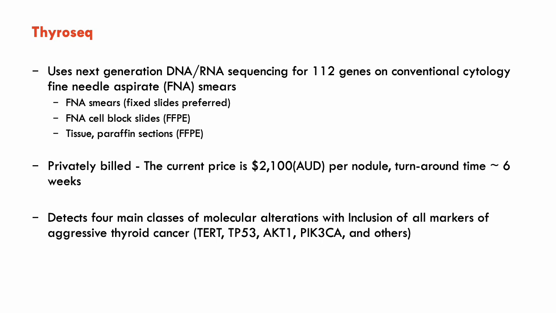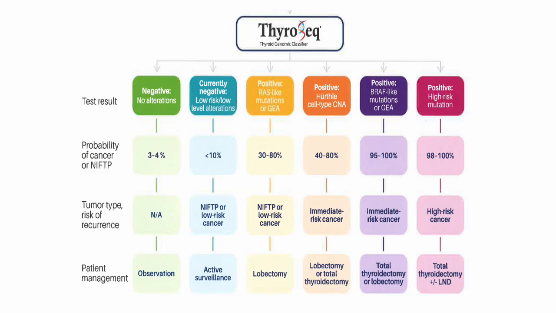What they look for is a number of those driver genes that I was talking about, and also other modifying mutations in thyroid cancer that suggest more aggressive disease. With the ThyroSeq test, you get back a report giving you a test result of either negative or positive, so negative for cancer or positive for cancer. It may also give you an idea about the risk of the mutations.